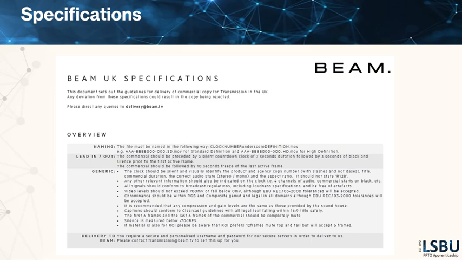The commercial should be preceded by a silent countdown clock of 7 seconds duration, followed by 3 seconds of black and silence prior to the first active frame. The commercial should be followed by 10 seconds freeze of the last active frame. So here we're looking at the build. So when you create your timeline and export it to your master, you should have that clock. It should have the relevant information on that clock. It should be starting at the right timecode and be on for the right duration.